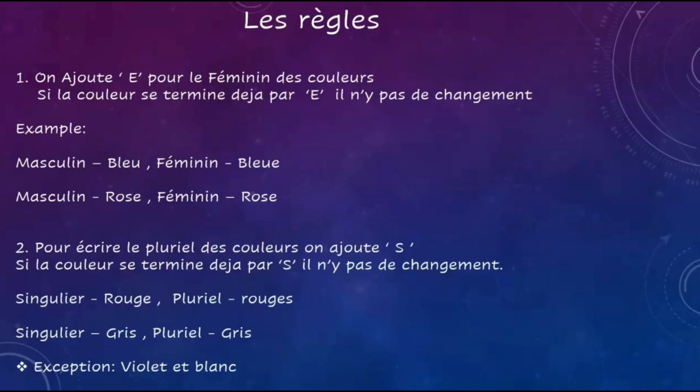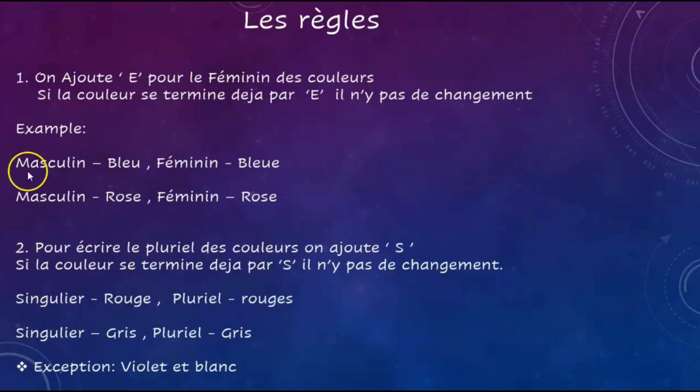I'll read it for y'all. On ajoute e pour le féminin des couleurs. Si la couleur se termine déjà par e, il n'y a pas de changement. Which means to make the color in its feminine form, we have to add e. But if the color already ends with e, then there is no need to change. There is no need to add an extra e.